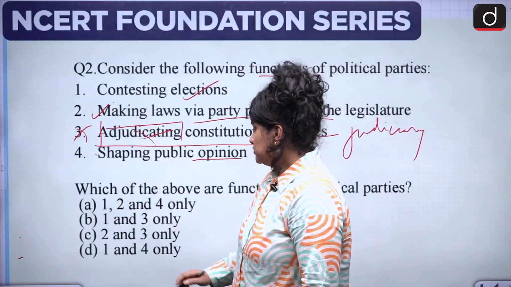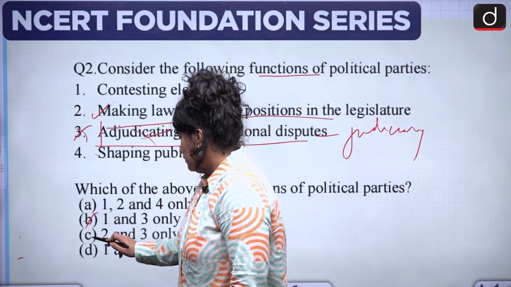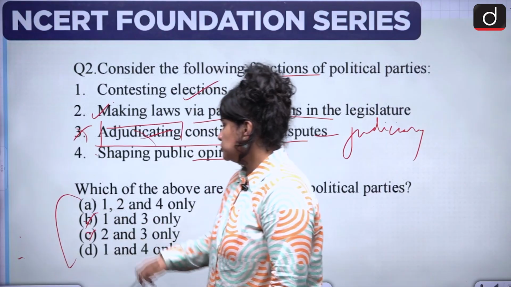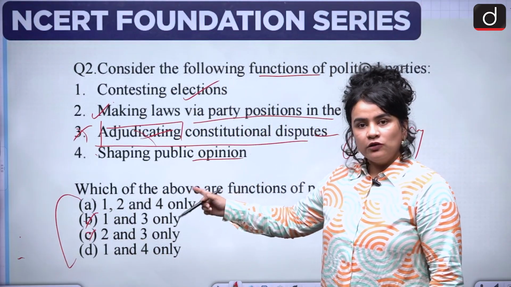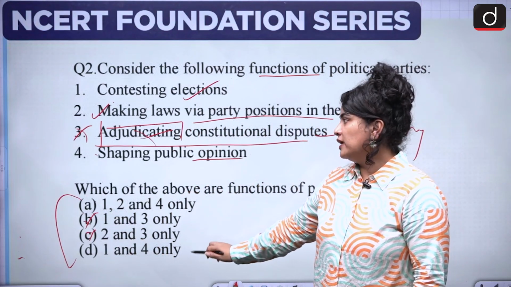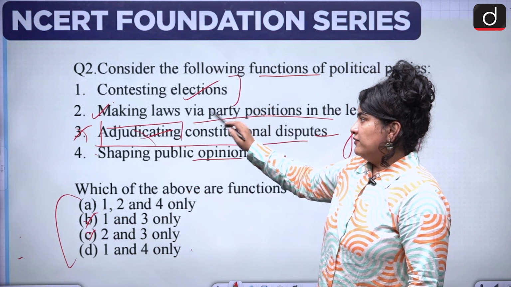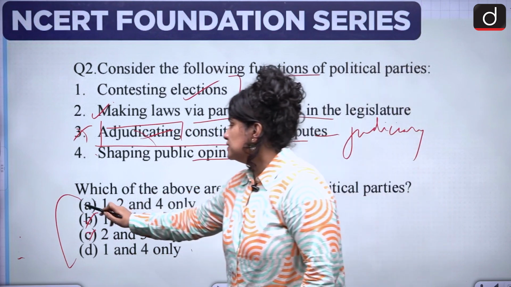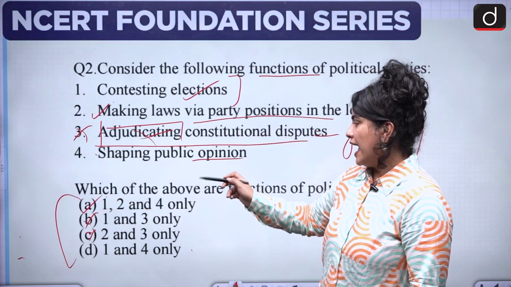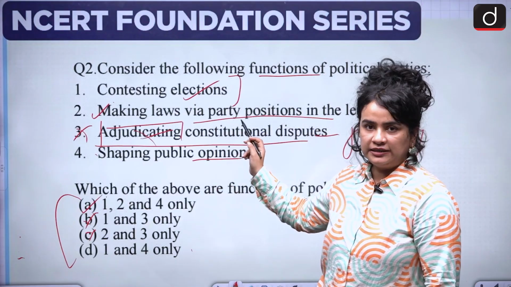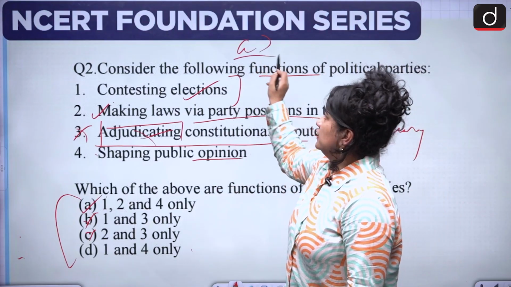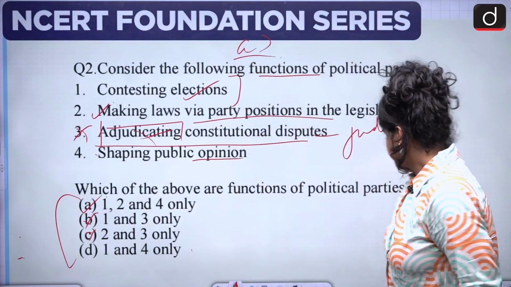So if we eliminate option 3, we are left with 2 options to choose from. Either A, 1, 2 and 4 only, or D, 1 and 4 only. We have discussed that 3 options are correct, which is 1, 2 and 4 only. We have 3 correct statements. Hence, the correct answer is option A.